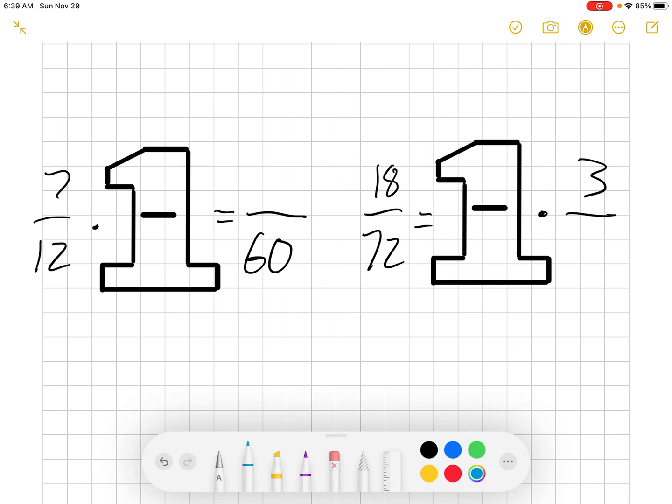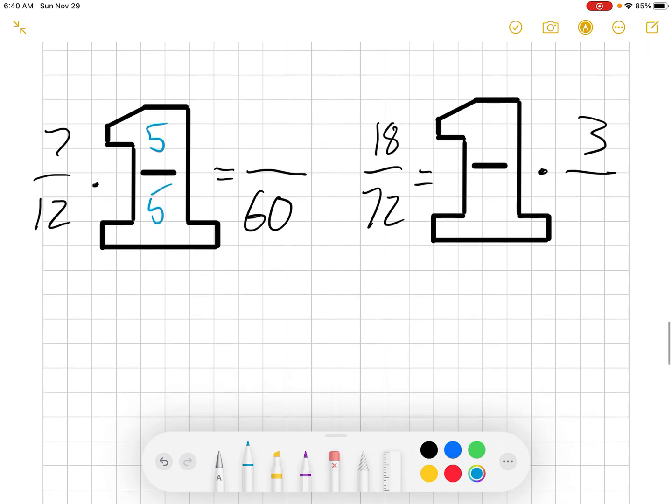All right, on the one on the left, we're looking at this and saying 12 times what number equals 60? Right, and the answer for that is 5. In order to be a giant 1, this must also be 5, right? So if I'm keeping my fraction multiplication in mind, I'm going to put this down here just as a reminder that this is 7 times 5 in the numerator, and then 12 times 5 in the denominator. 12 times 5 is the 60.